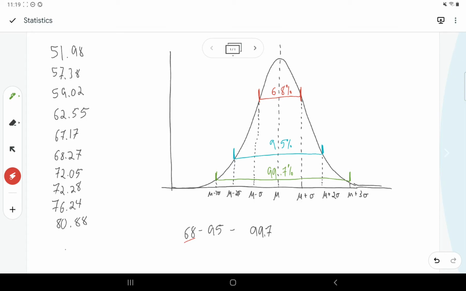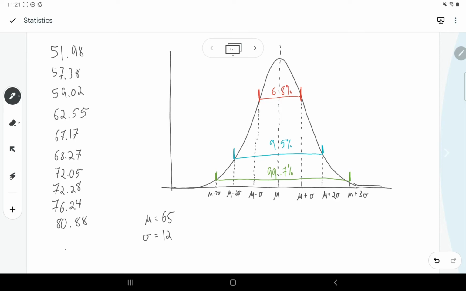So that's all well and good. How does that work in practice? Well, we're going to take a look at this data set here. For this data set, we will need its mean and its standard deviation, and I've already gone ahead and found those. Its mean is 65, and its standard deviation is 12.